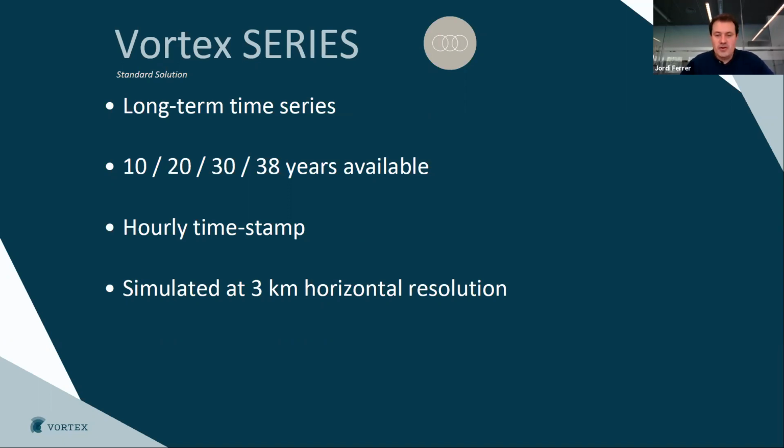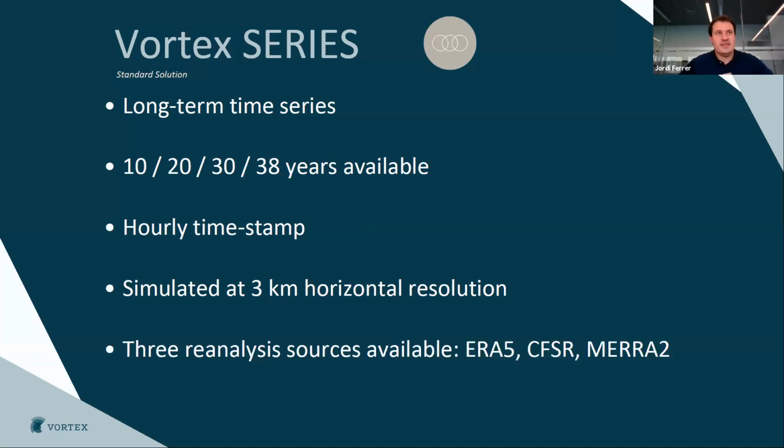I'm not sure if everybody has voted. Let's see the results. It means that ERA5 is the most common dataset used by the attendees. And then we have MERRA-2, and it seems that CFSR is not as used, which makes sense based on our experience. At Vortex, we always provide the information based on ERA5, CFSR, and MERRA-2.